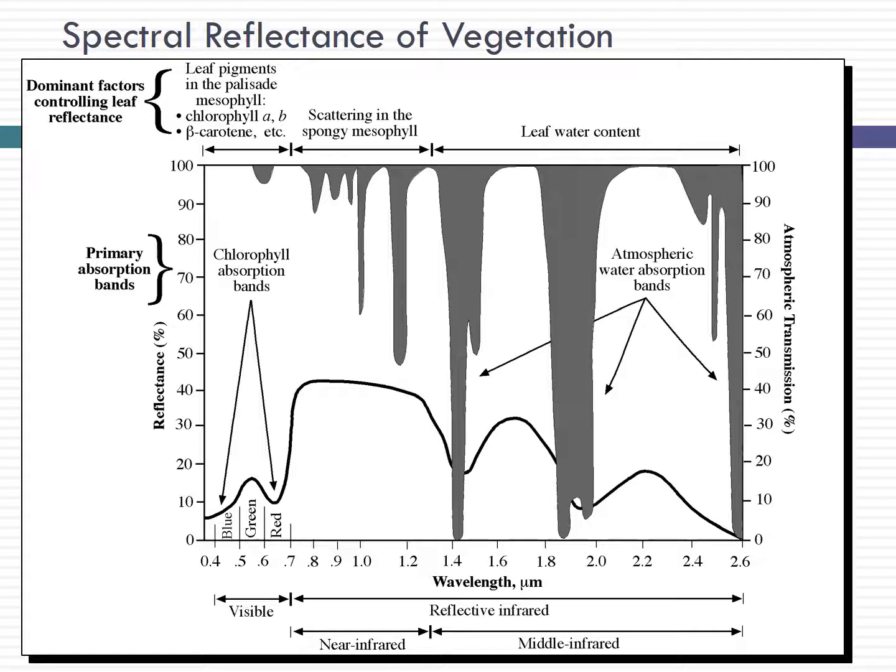This is similar to what we looked at earlier. Here we have the same kind of a graph: wavelength, and then we have the percent reflectance, and then on the right we have atmospheric transmission. Okay, and so we're looking, the black line is dealing with the reflectance. The gray blob coming down from above has to do with transmission.